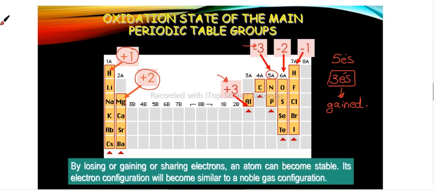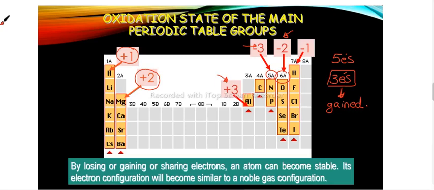Continuing with group number 6, of course, I need another 2 electrons and it is a negative 2. Finally, I have group number 7, which is negative 1. It will only gain 1 electron to become stable. Going through the main groups, it is so important to memorize these oxidation states as positive 1, positive 2, positive 3.